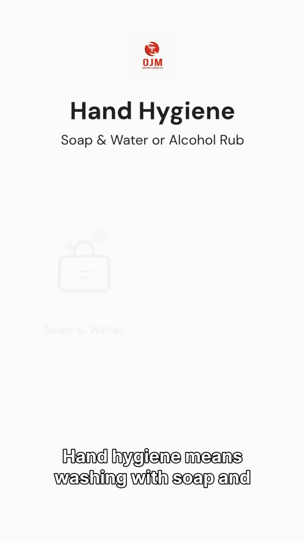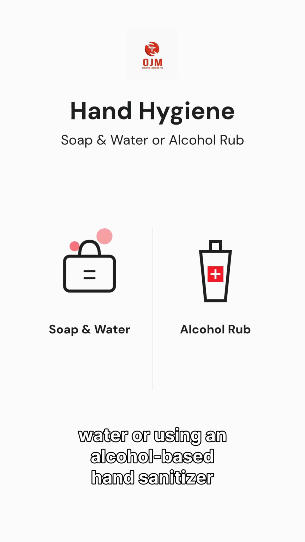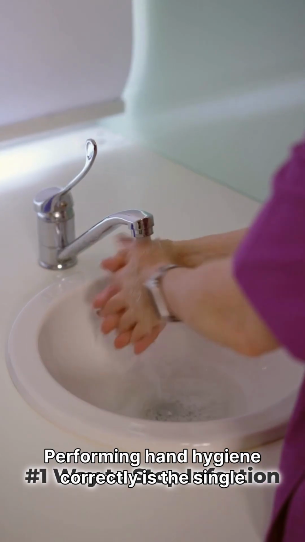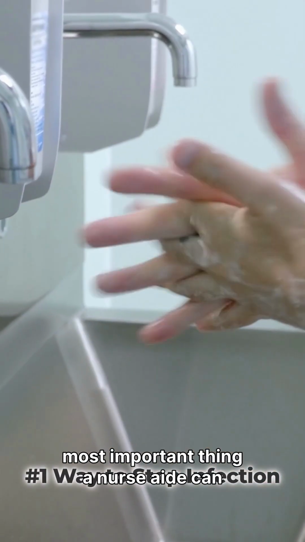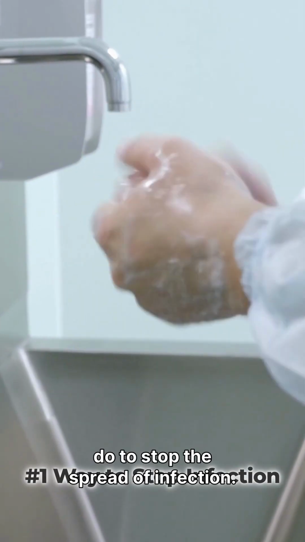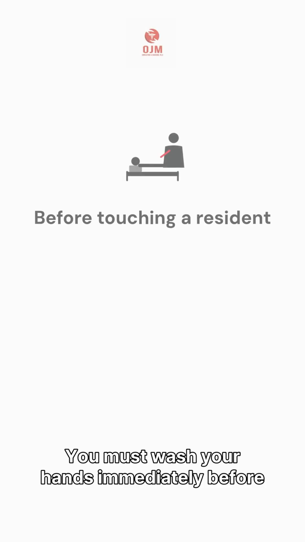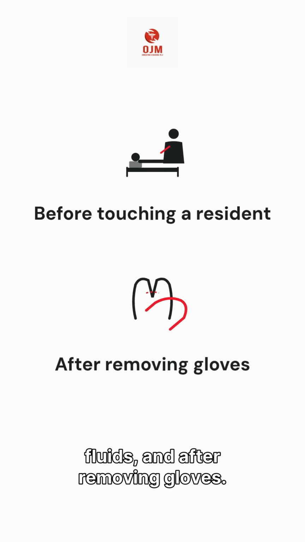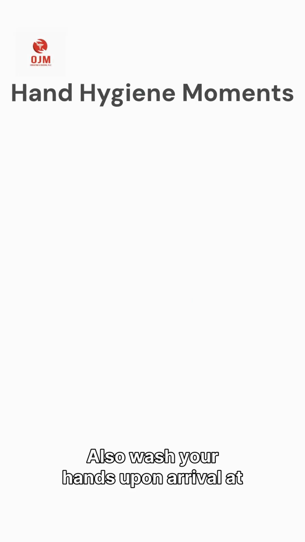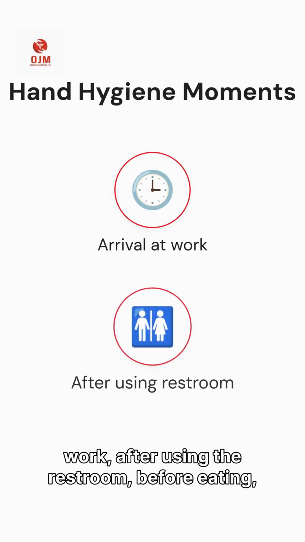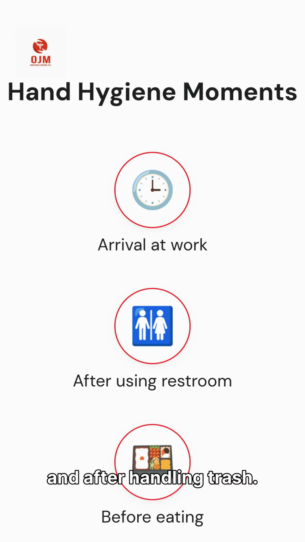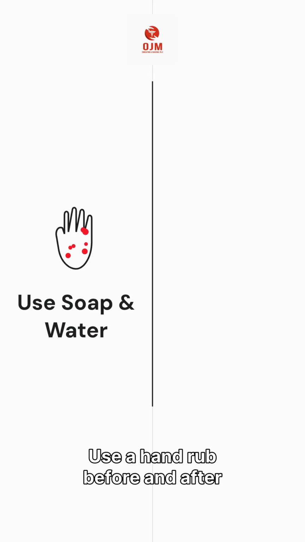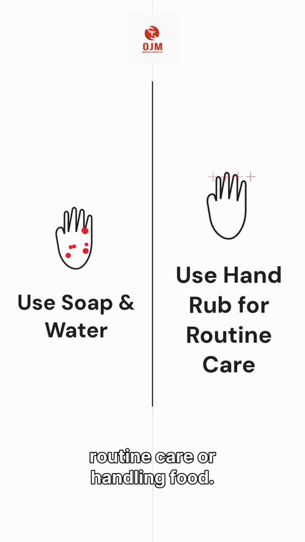Hand hygiene means washing with soap and water, or using an alcohol-based hand sanitizer with at least 60% alcohol. Performing hand hygiene correctly is the single most important thing a nurse aide can do to stop the spread of infection. You must wash your hands immediately before touching a resident, after contact with body fluids, and after removing gloves. Also, wash your hands upon arrival at work, after using the restroom, before eating, and after handling trash. Use soap and water if your hands are visibly dirty. Use a hand rub before and after routine care or handling food.